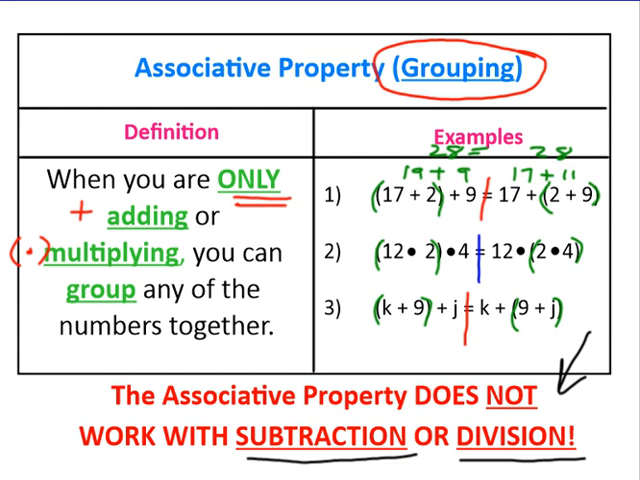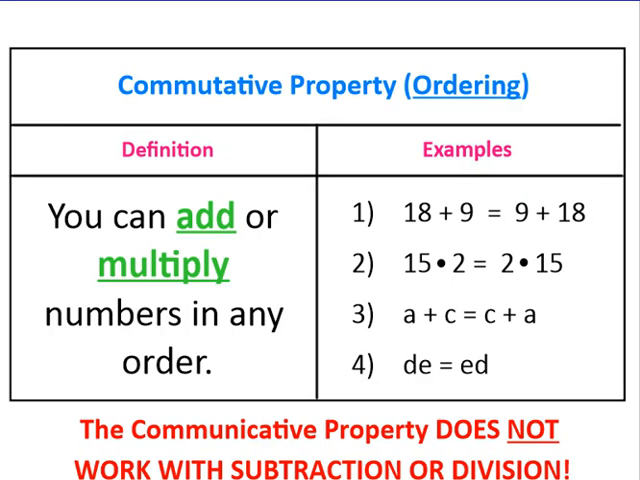All right, let's take a look at the commutative property. The commutative property we also call the ordering property. You usually don't see parentheses with the ordering property. The definition says, simply enough, you can add, or you can multiply the numbers in any order that you want, on both sides of the equal sign.